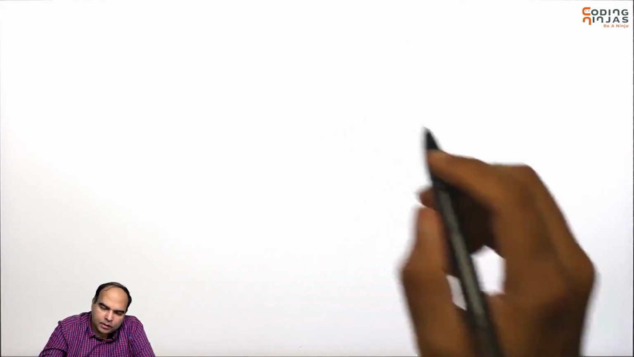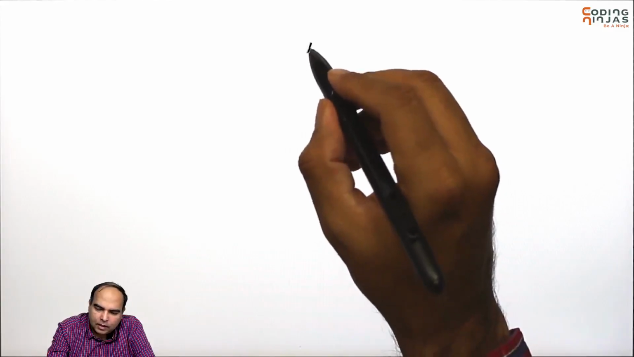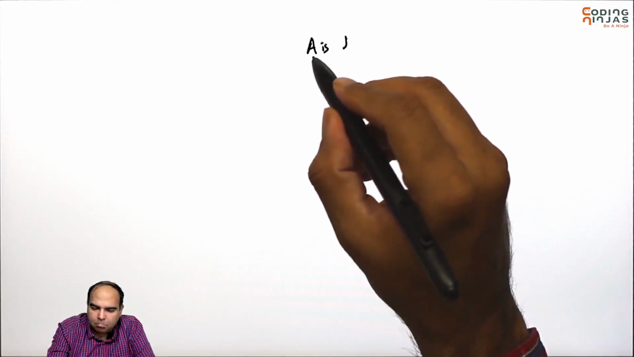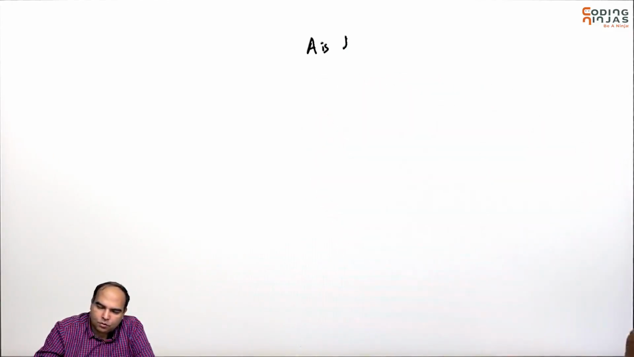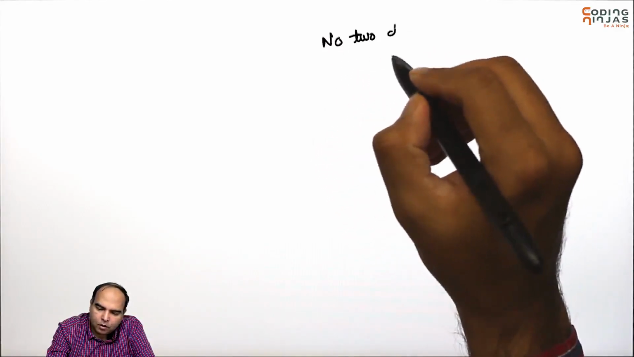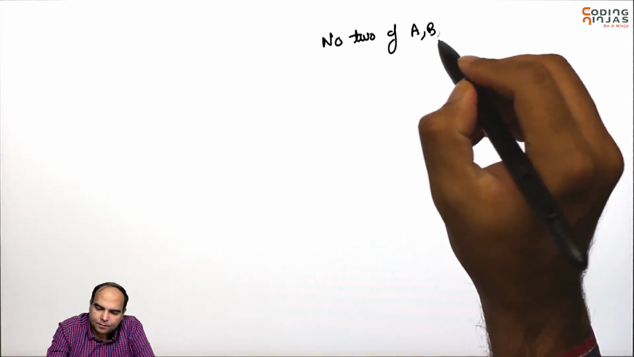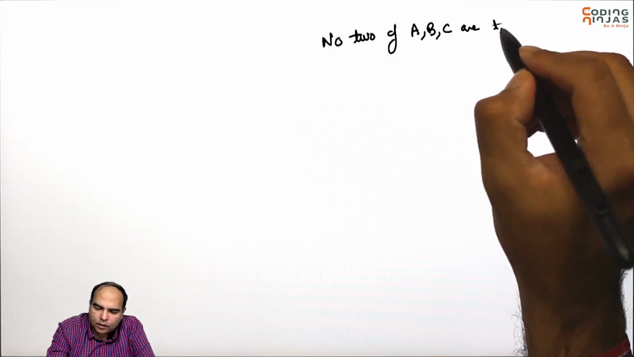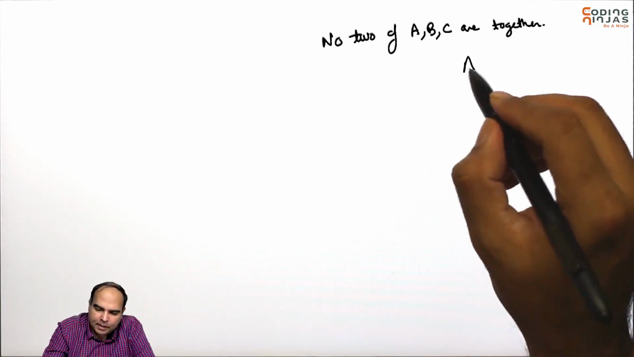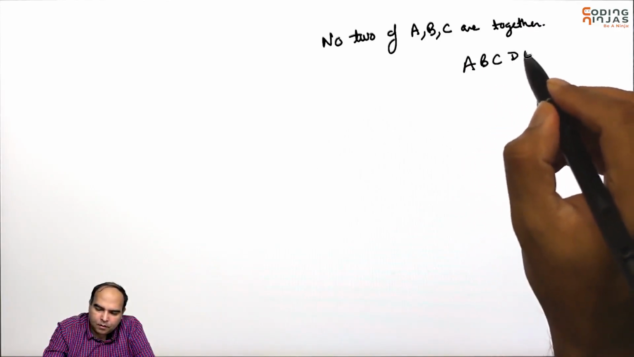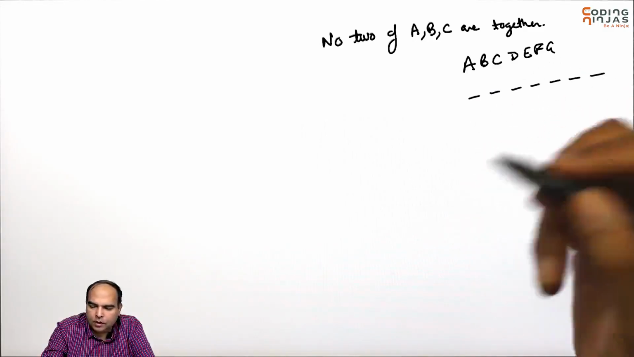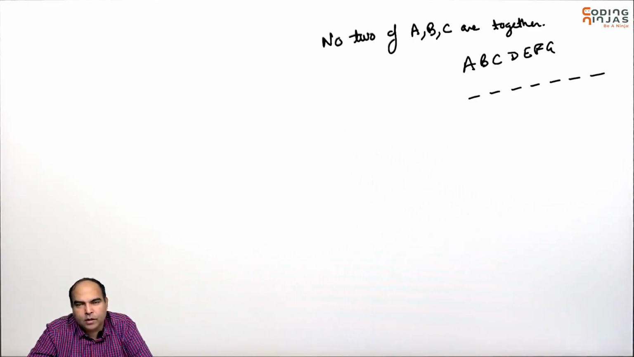And one last question on this is, if I tell you that, let's say, if I change this to no 2 of ABC are together. You want to place A, B, C, D, E, F, G on a straight line so that no 2 of ABC are together.